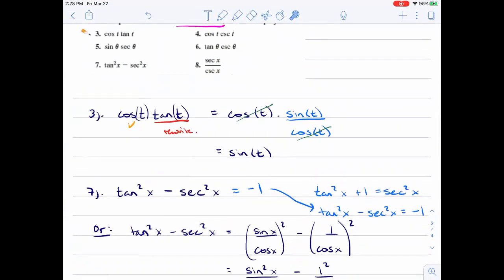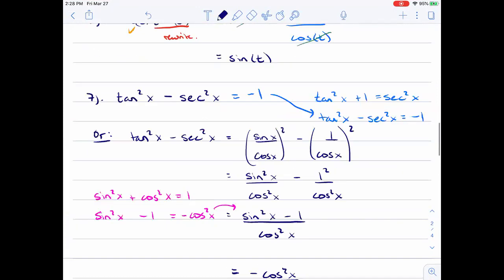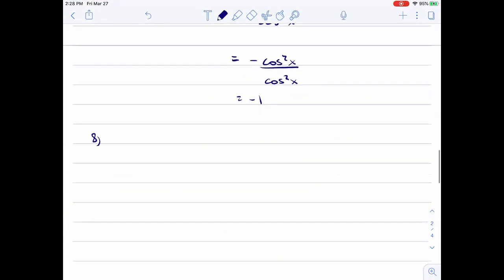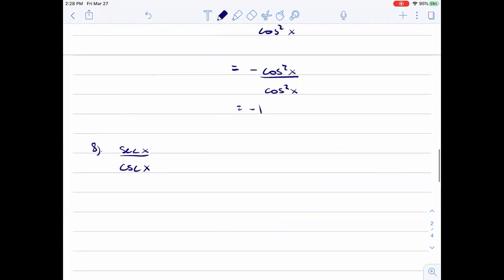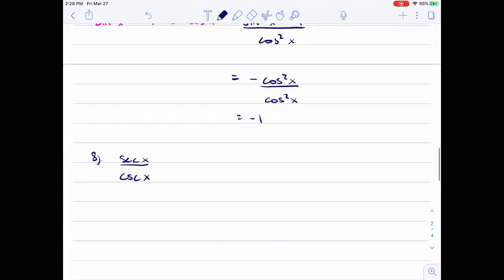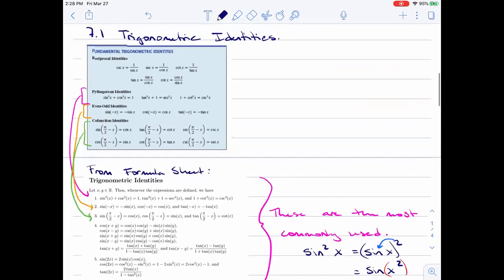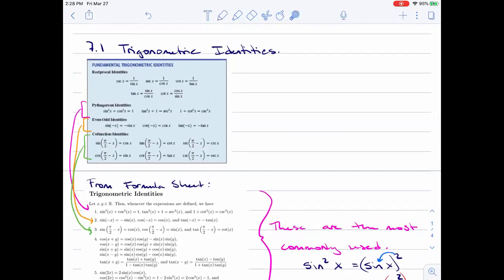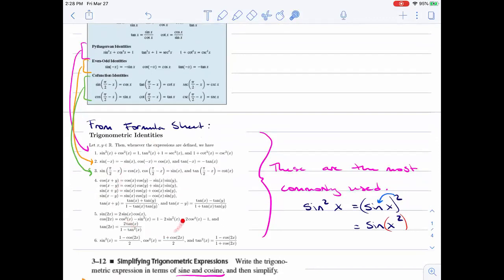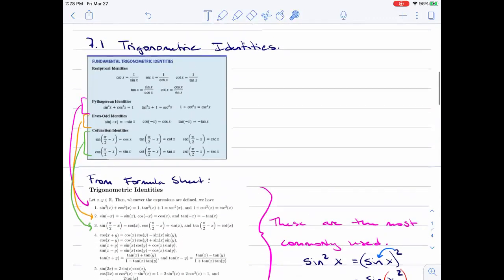So let's do question 8 then. Secant x over cosecant x. Our first plan of attack is just, let's have a look at these identities. And this is what I mean. A lot of your job here is just going to be to get familiar with them, and if you want to use these ones or these ones, they're the same. I just find these a little bit cleaner to look at. So I'm going to look at these.